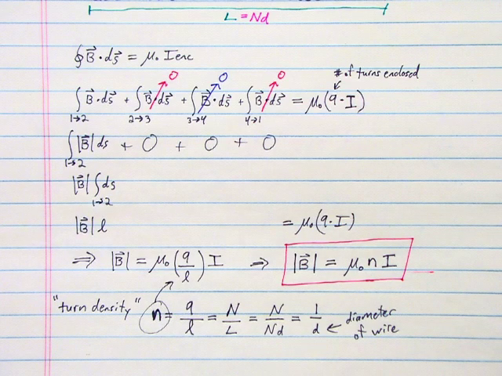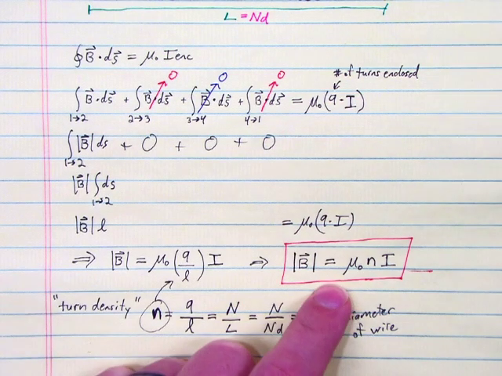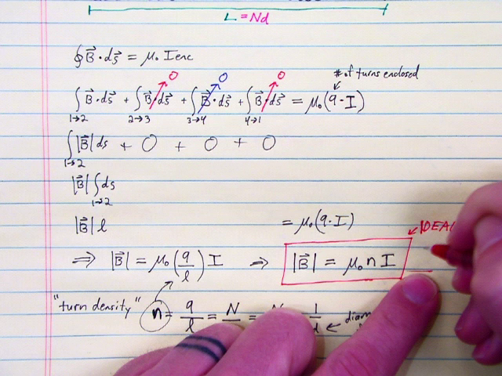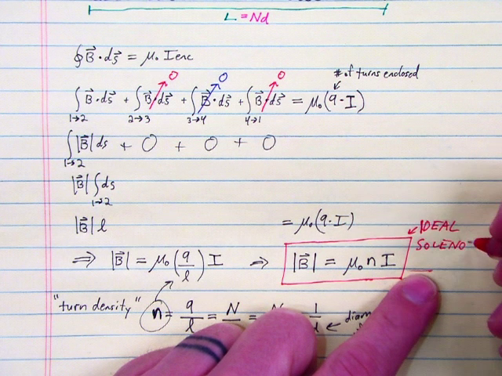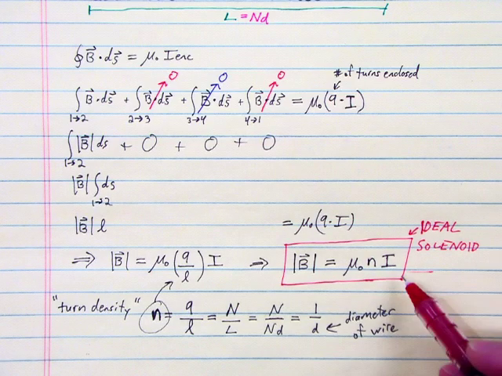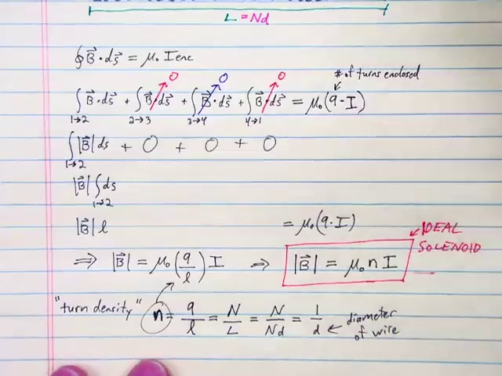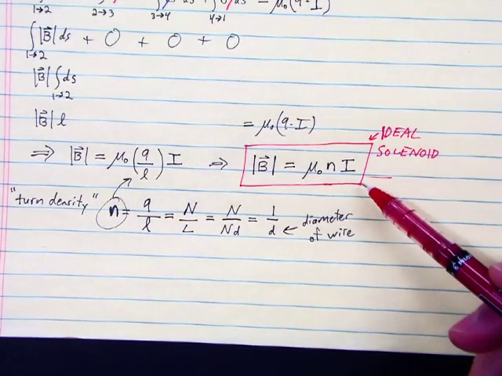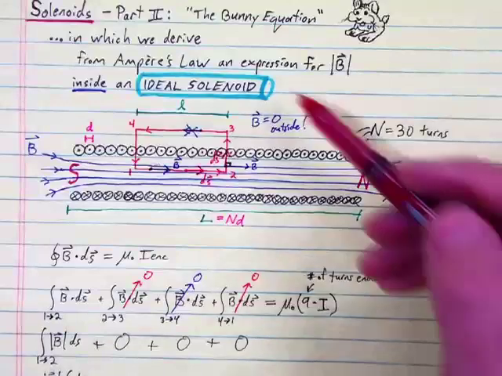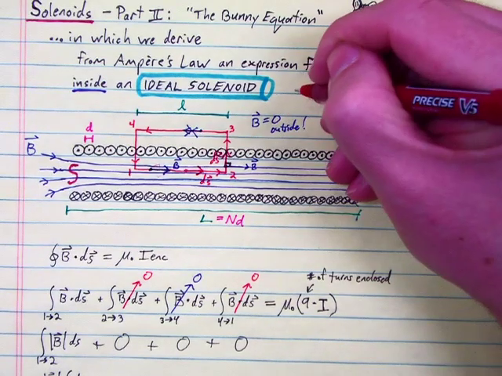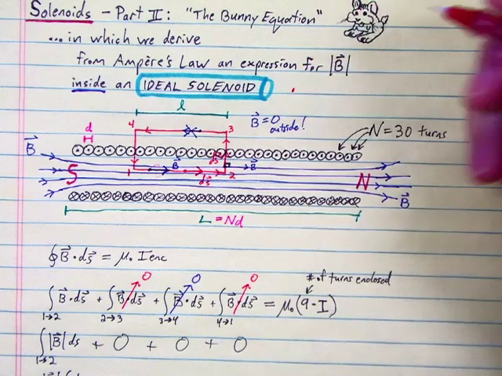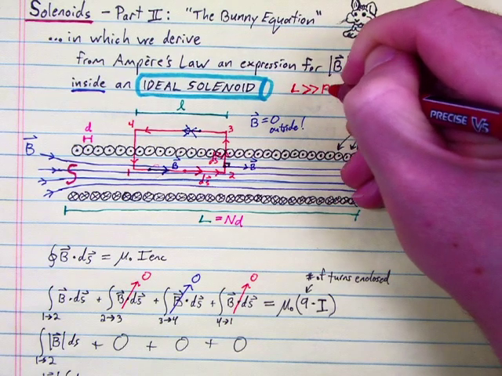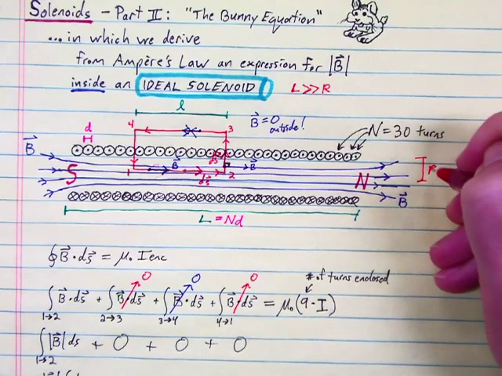Okay, a warning about the use of this. This only applies for an ideal solenoid. No solenoid is truly ideal, so this is, of course, an approximation for the magnetic field strength inside some solenoid. And it's a quite poor approximation if your solenoid doesn't meet our ideal constraint, which is that the length L must be much, much greater than that radius R right there.